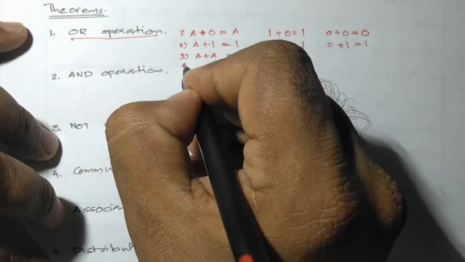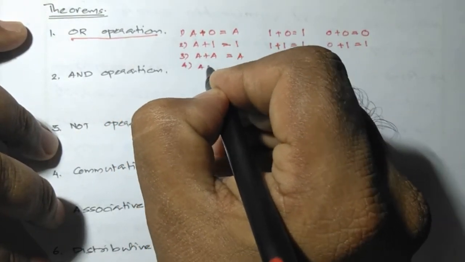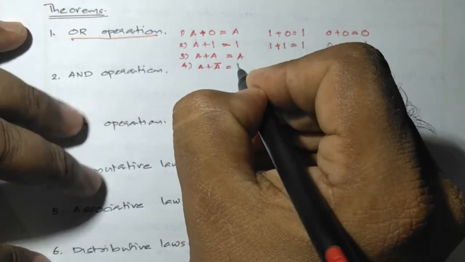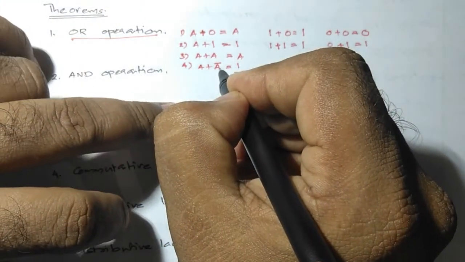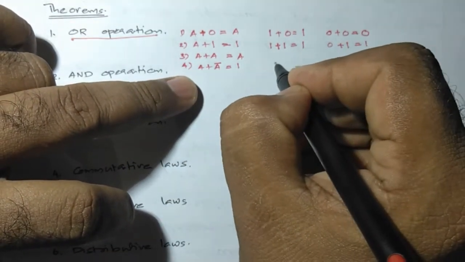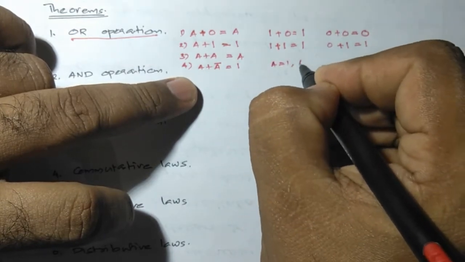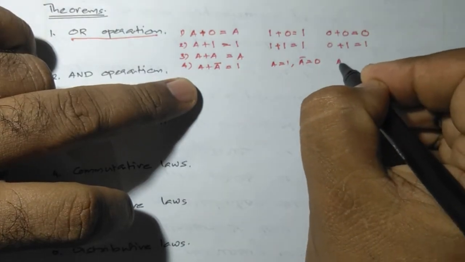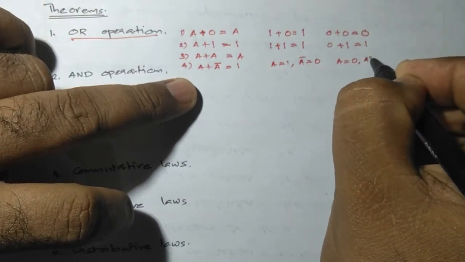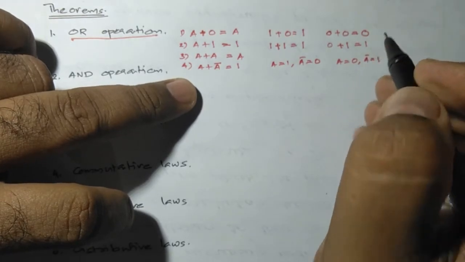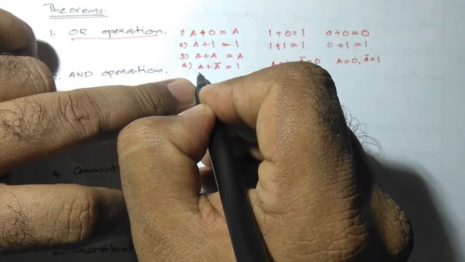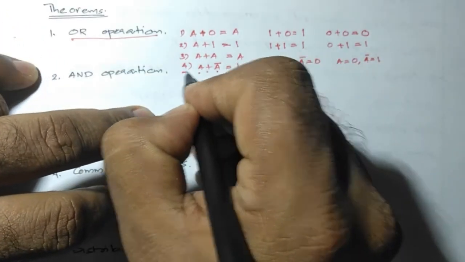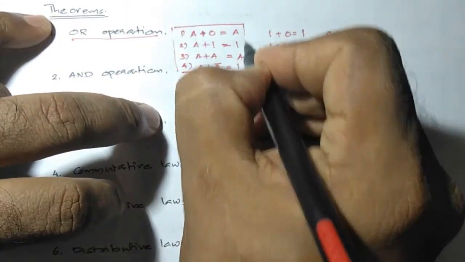And the fourth theorem concerned with the OR operation is A OR A complement, or A bar, equals 1. A complement is like this. If A is 1, then A complement is 0. If A is 0, then A complement is 1. So a binary number ORed with its complement will always give you a 1. So these are the 4 theorems associated with the OR operation.